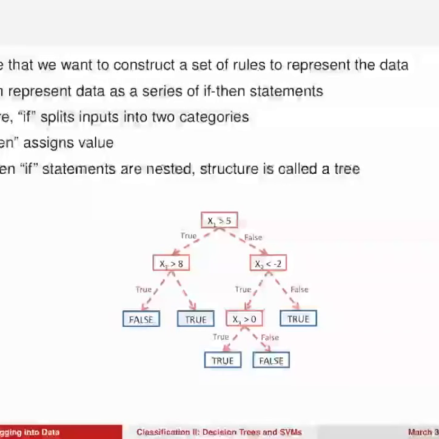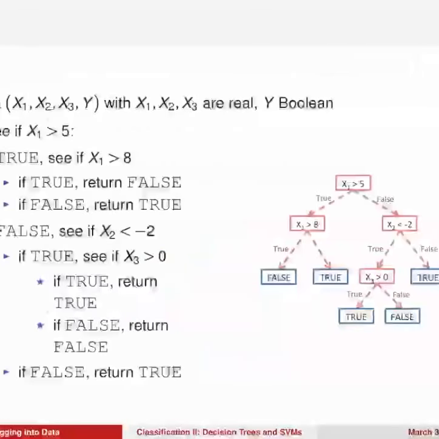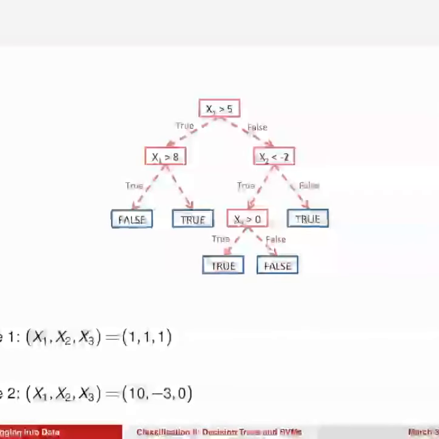So if x1 is greater than 5, then you follow the true arrow. Then you ask, is x1 greater than 8? If it is, then you follow the true arrow, and then you apply the label false. And it should be fairly clear how you can see this as pseudocode that you would write in a programming language. So given this tree, let's run some examples.